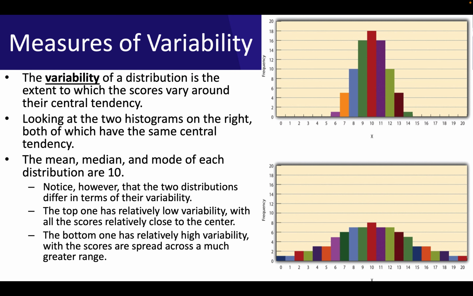The variability of a distribution is the extent to which the scores vary around their central tendency. Looking at the 2 histograms on the right, both of which have the same central tendency, the mean, median, and mode of each distribution are 10. Notice, however, that the 2 distributions differ in terms of their variability. The top one has relatively low variability, with all the scores relatively close to the center. The bottom one has relatively high variability, with the scores spread across a much greater range.